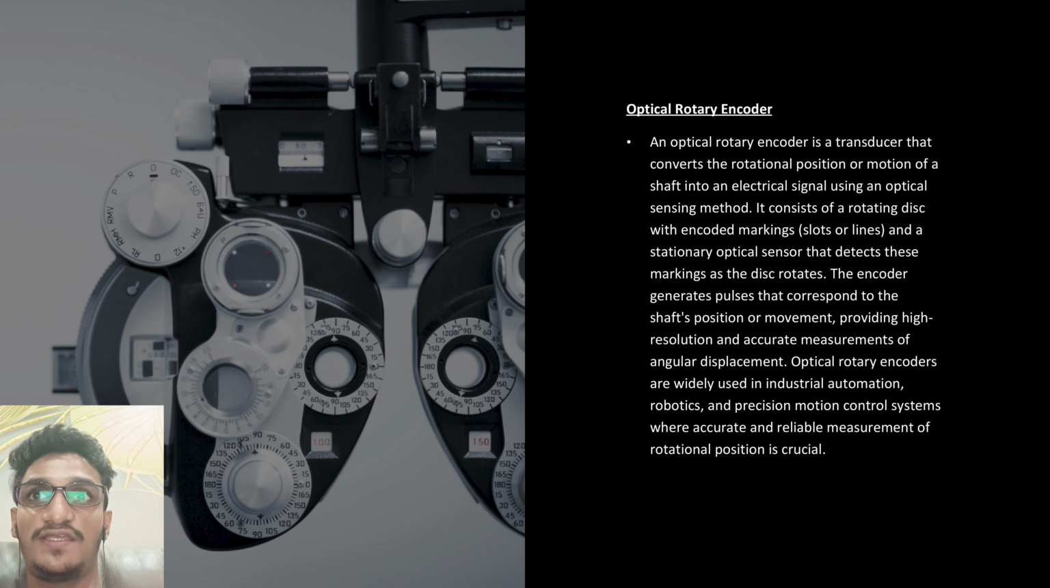And lastly is optical rotary encoders. Optical rotary encoders are transducers that convert rotational position or motion into an electrical signal using optical sensing. They consist of a rotating disc with encoded markings and a stationary optical sensor. The encoder generates pulses that correspond to the shaft's position or movement, providing high resolution and accurate measurements. They are widely used in industrial automation, robotics, and precision motion control systems.